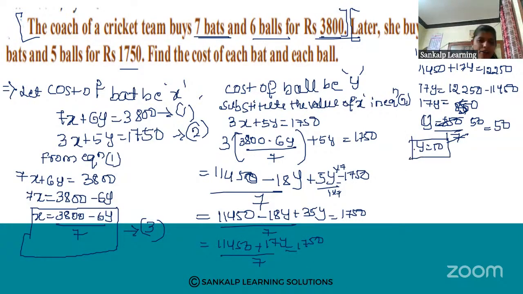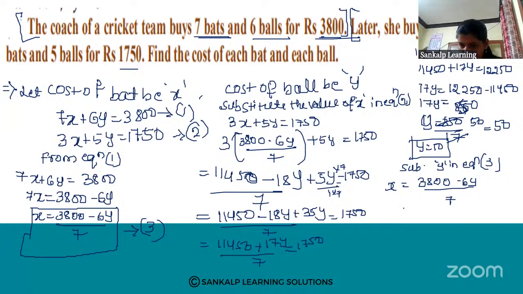Now substitute the value of y in equation number 3. Equation number 3 is x is equal to (3800 minus 6y) divided by 7. So the y value is 50: x is equal to (3800 minus 6 into 50) divided by 7. That is x is equal to (3800 minus 300) divided by 7.